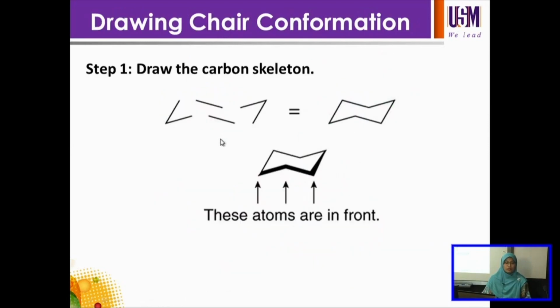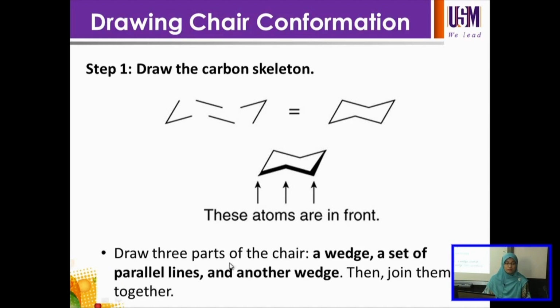There are a few steps that you have to follow to draw a chair conformation. The first step is that you have to draw the carbon skeleton. What you have to do here is draw three parts of the chair, which is a wedge, a set of parallel lines, 1, 2, and another wedge. Then you can join them together and it will become a chair conformation. These three carbons at the front are sometimes drawn in dark line to show that these three carbons are pointing towards us.